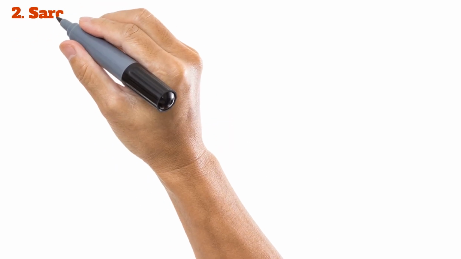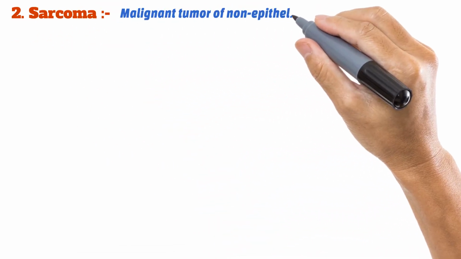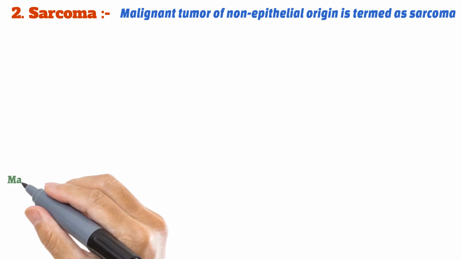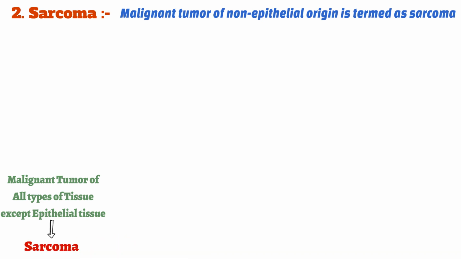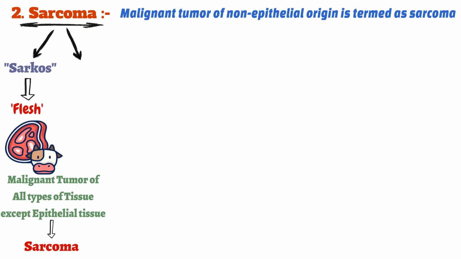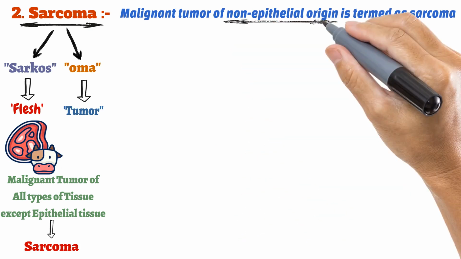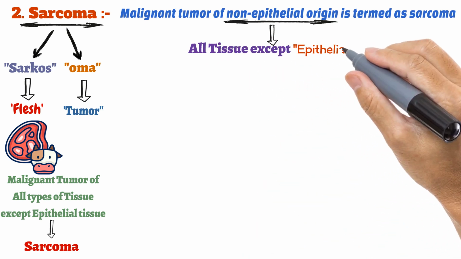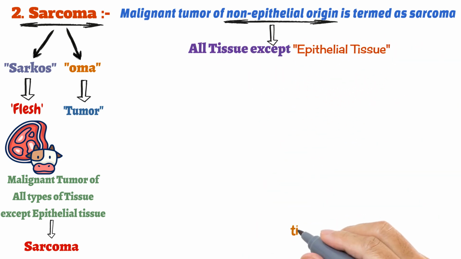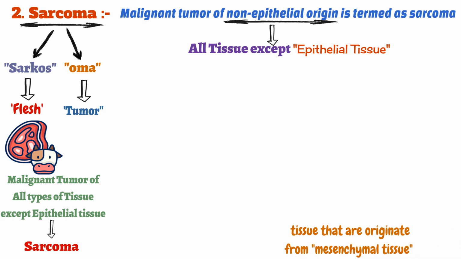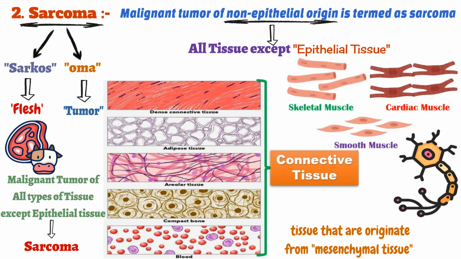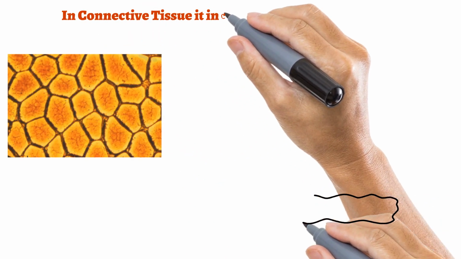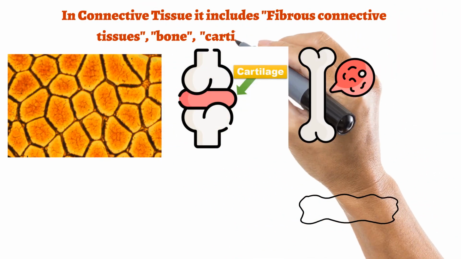Second suffix is sarcoma. Malignant tumor of non-epithelial origin is termed as sarcoma, meaning malignant tumor of all type of tissue except epithelial tissue is known as sarcoma. This sarcoma word is made by the two words, sarcos, which means flesh, and oma means tumor. Here, non-epithelial tissue means all tissue except the epithelial tissue. And we can also say like this, tissue that originates from the mesenchyma. And this non-epithelial tissue includes all type of connective tissue, muscle tissue and nervous tissue. And the connective tissue includes fibrous connective tissue, bone, cartilage and blood.